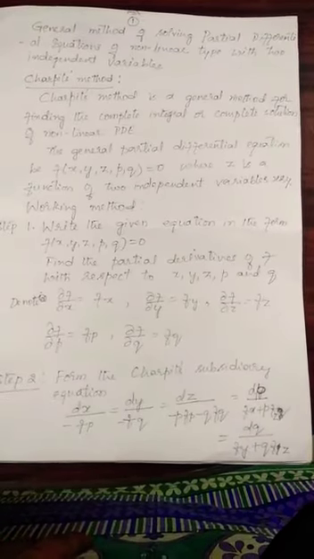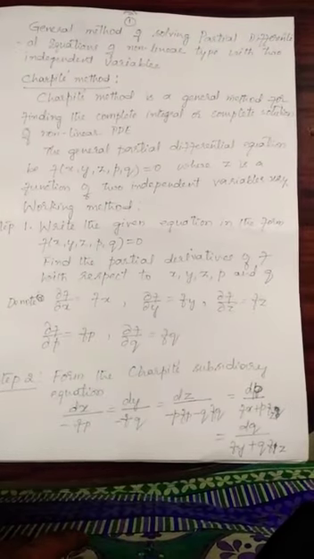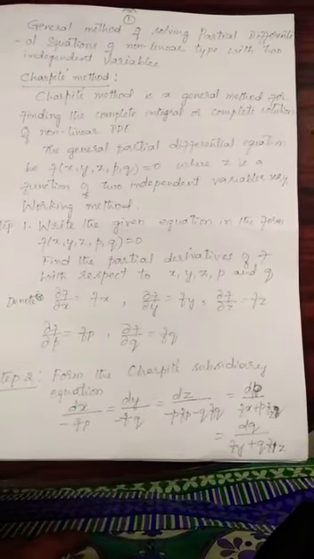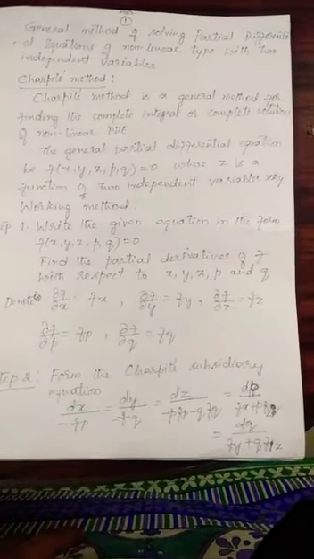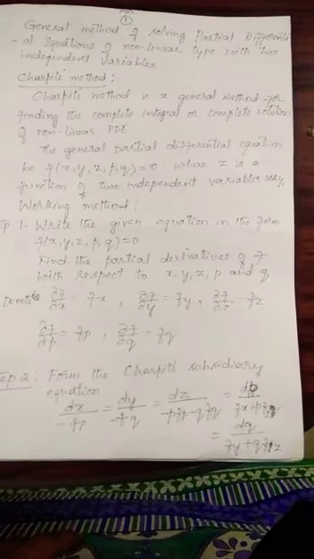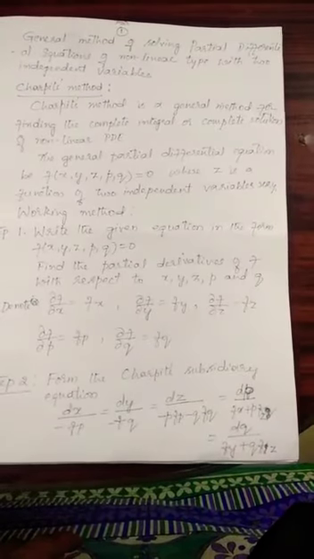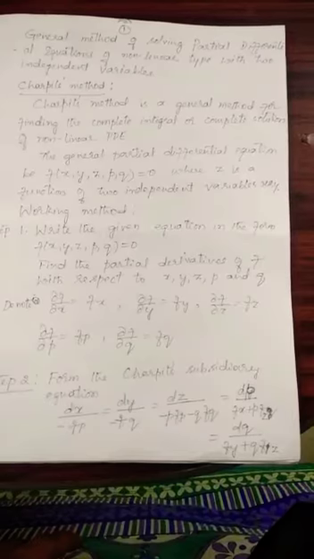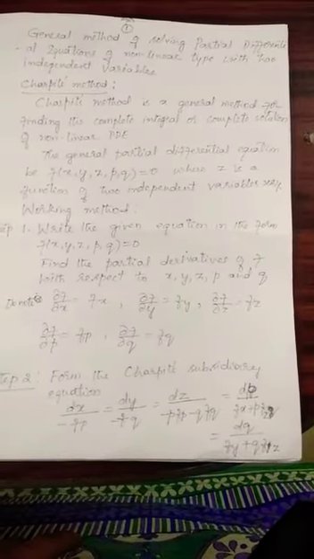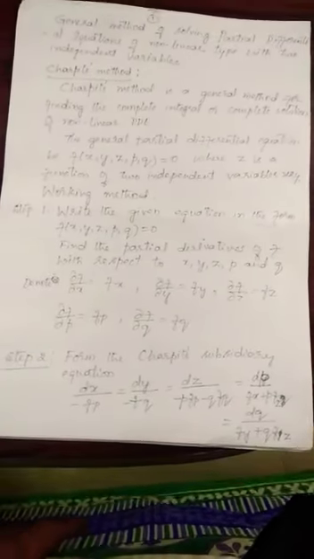Charpit's method is a general method for finding the complete integral or the complete solution of a non-linear partial differential equation. So the general partial differential equation here will be of the form f of x, y, z, p, q equal to 0. Here z is a function of two independent variables x and y. What are the working steps for this type?